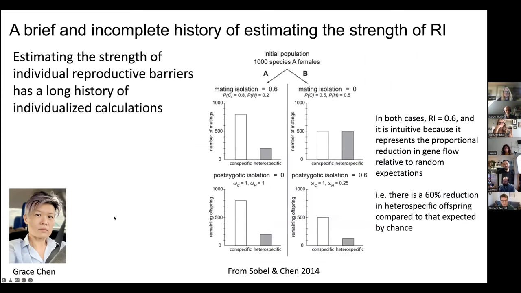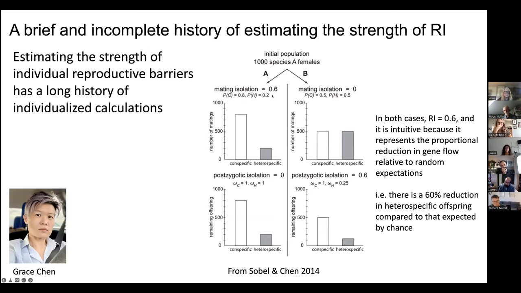And we truly came up with this doing things like this, where we just invent a situation in our head, start out with a population of hypothetical organisms, and just ask, let's impose this form of isolation, pre-zygotic versus post-zygotic, and we use this equation to calculate the strength of that barrier. And with the equation that we propose, we see this intuitive connection to gene flow, because it's a proportional reduction in how much hybridization you see happening relative to random expectations.